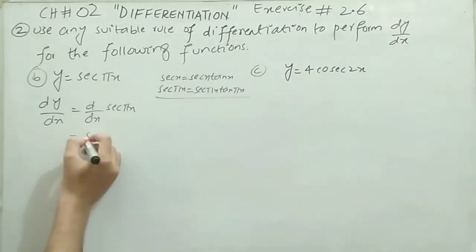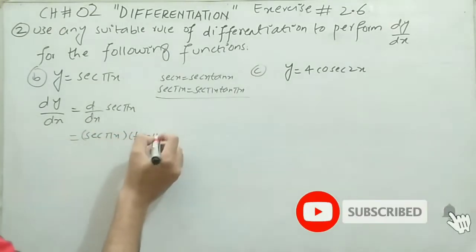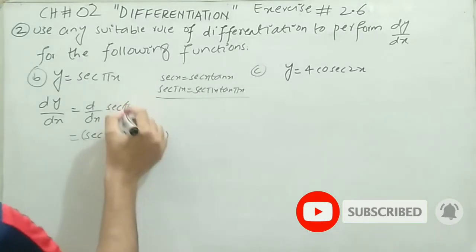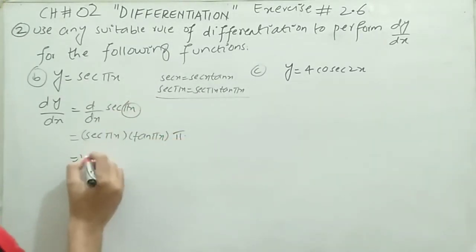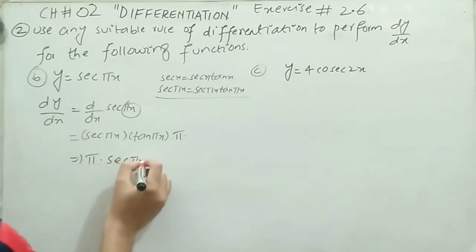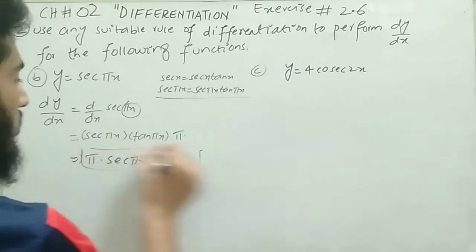So it becomes secant pi x and multiply tangent pi x. Also take the derivative of the inner function, which is pi x. So its derivative will be just pi. So its result will be pi times of secant pi x and tangent pi x. This is the required derivative. Now move toward part number C.